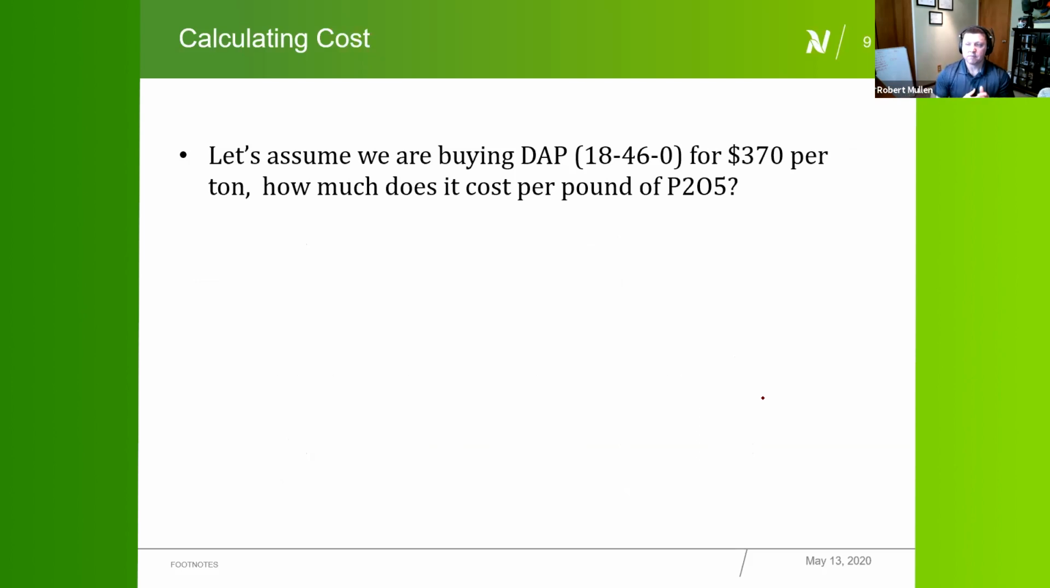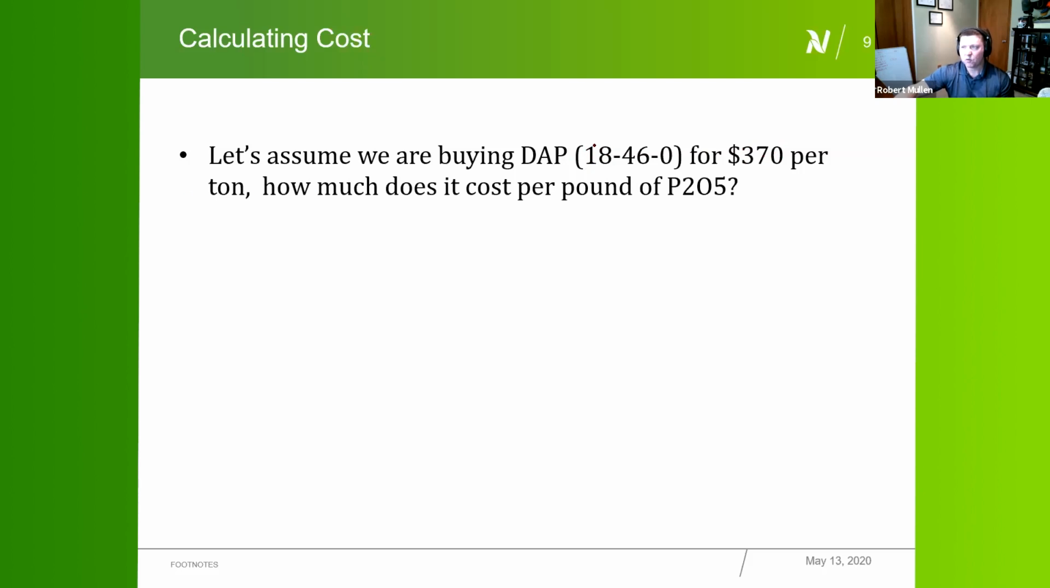All right, let's make this a little bit more complicated, and we're probably going to go beyond 30 minutes as I look at the clock. Let's assume we're buying DAP, and we're buying it for $370 per ton. How much does it cost per pound of P2O5? And my suspicion is everybody sees the challenge in this math, because if I just start doing the math for the 0.46, there's also some nitrogen that has a dollar value tied to it. How do I account for that in this $370 per ton?